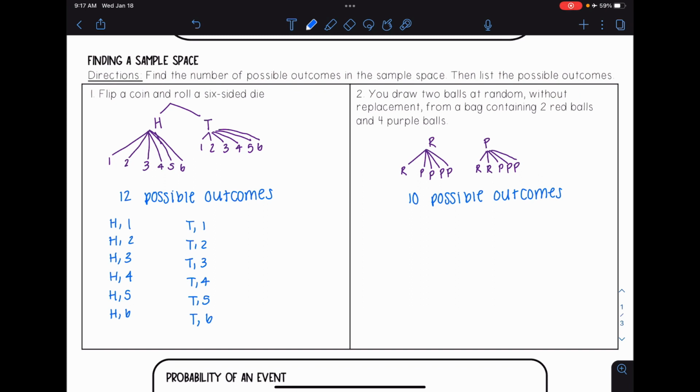So looking at that first tree right there, I could draw a red, red, red, purple, red, purple, red, purple, red, purple. So there's a pretty good chance of drawing a red first and a purple from that. And then on the other tree, I could draw a purple and then red, purple and then red, or just 2 purples.